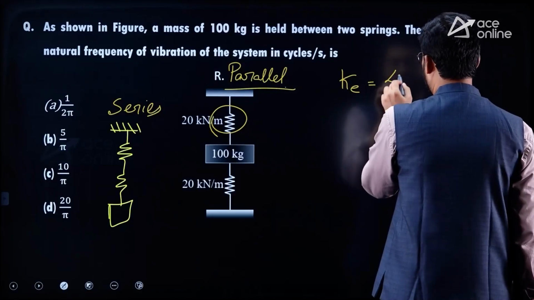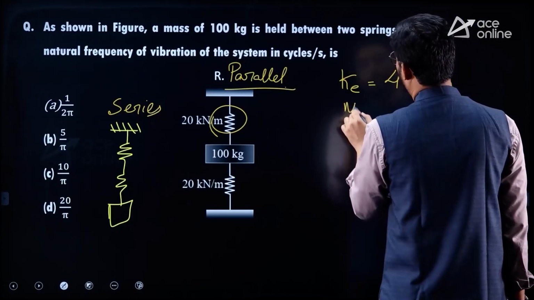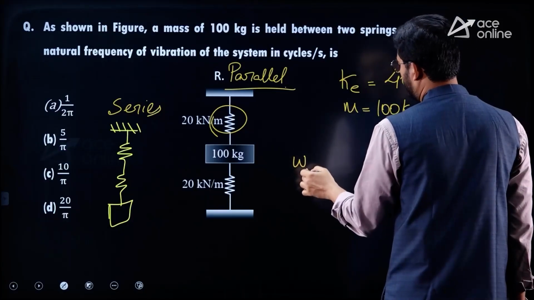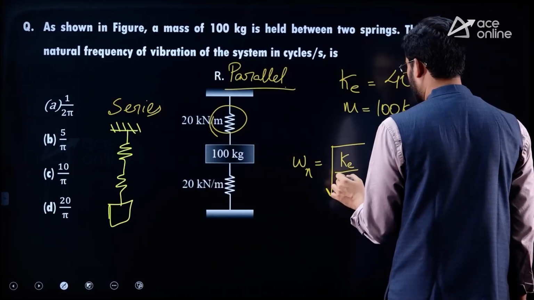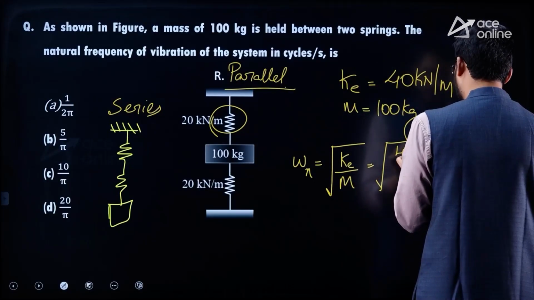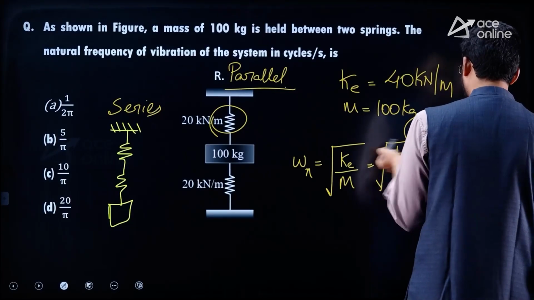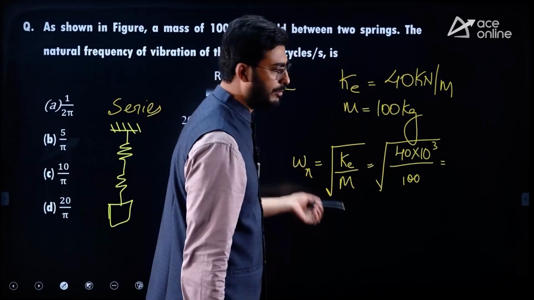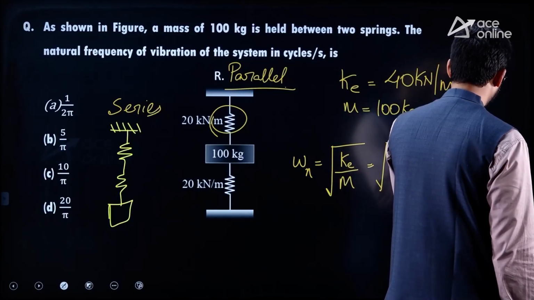So here the direct stiffness, that is K equivalent, will be the summation of these two stiffnesses, that is 40 kilonewton per meter, and mass is equal to 100 kgs. So omega n, the natural frequency, would be equal to root over equivalent stiffness by m, which is 40 into 10 power 3 divided by 100, that is 40,000 by 100, which is 400. The square root of 400 is 20 radians per second.